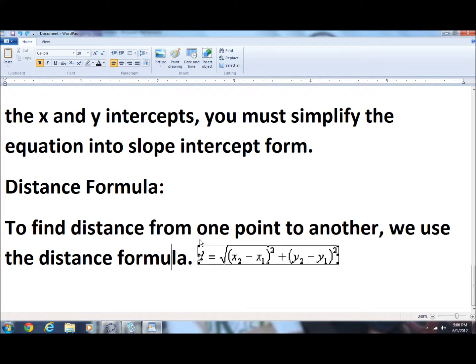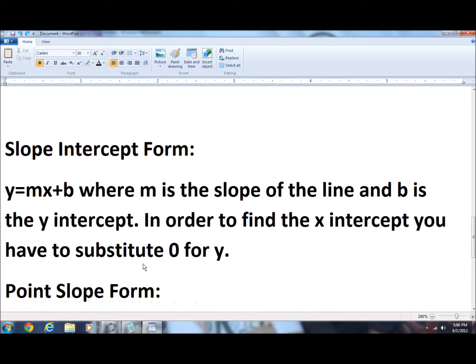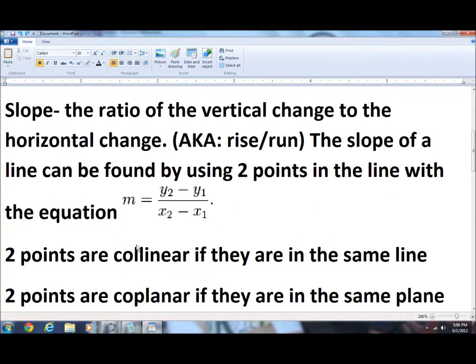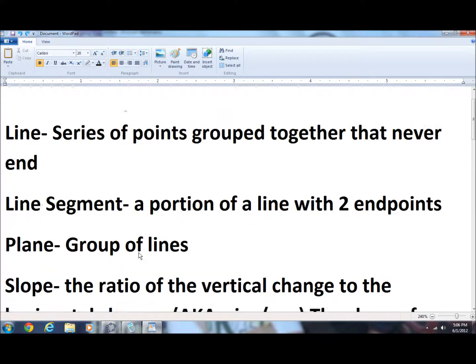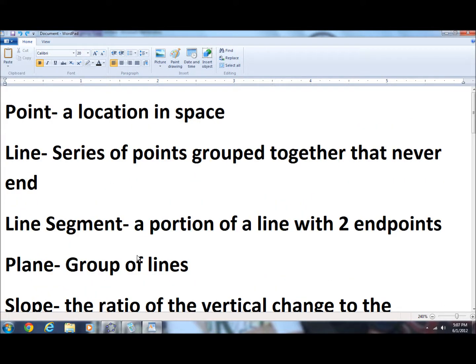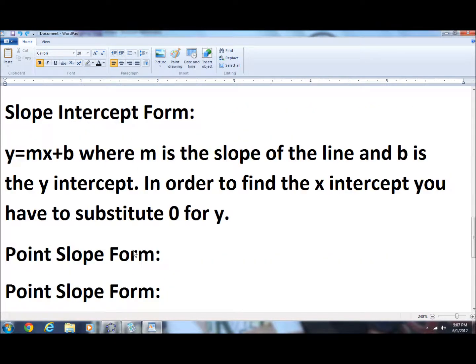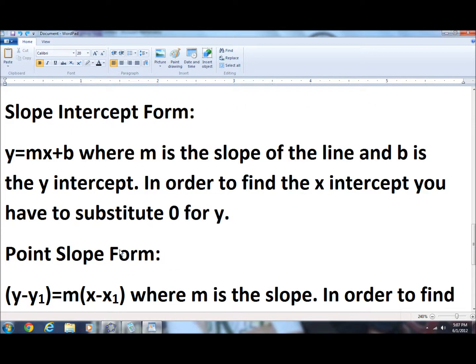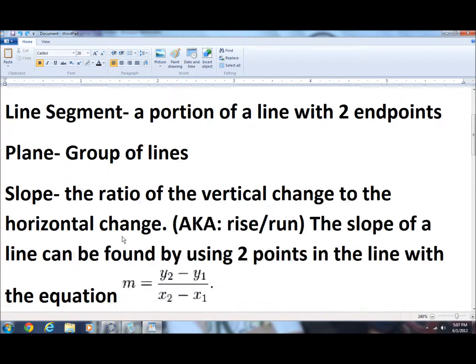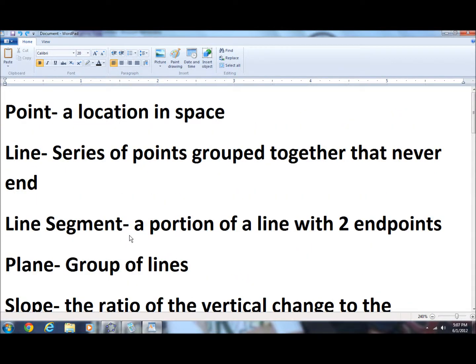We now know about the distance formula. We know about point-slope form, slope-intercept form, standard form. We know what collinear is, coplanar. We know the definitions of lines, line segments, planes, and slopes. And now we kind of know how to use it. This will be the foundation for the rest of the tutorials in geometry.